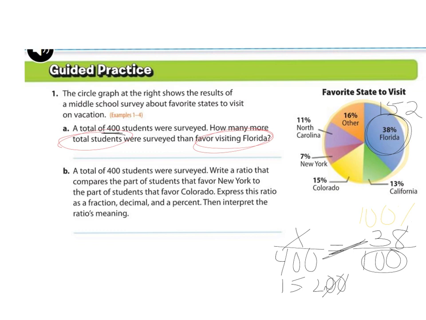like Florida. It's asking how many more. That means we're subtracting. So we're going to do 400 minus 152. That gives us 248 kids who liked other states more than Florida.